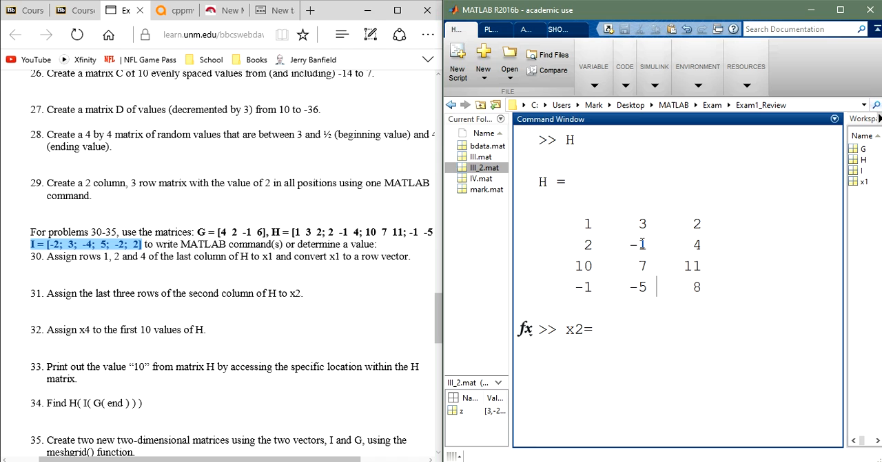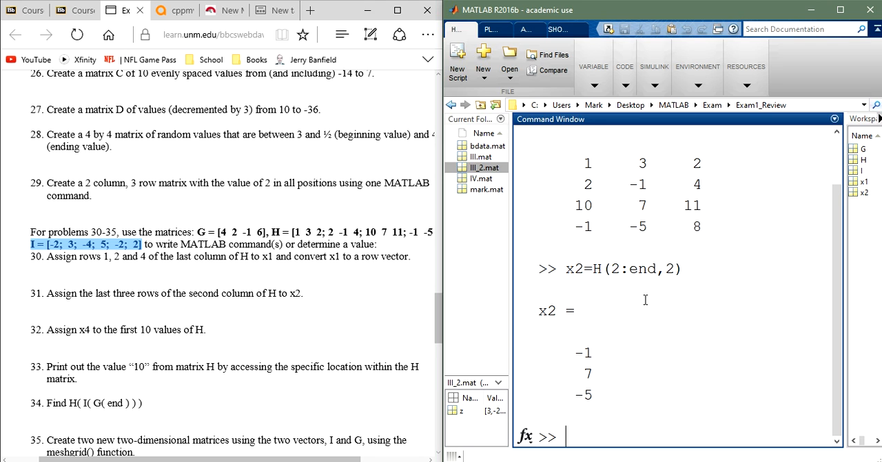So we need rows 2, 3, and 4. But the way that he words it, he says the last 3 rows of the second column. So I know that if there are 4 rows total, I could say 2 through end. Or, yeah, I'm going to stick with 2 through end. That's probably what I would write. And then for the second column, I mean just column number 2 to x2. And we get -1, 7, 5, -5, -1, 7, -5. Perfect.